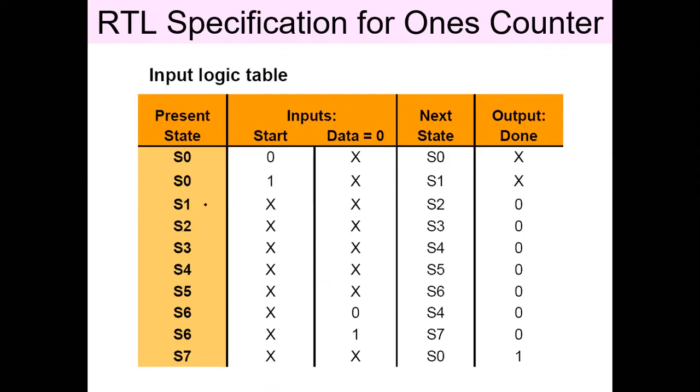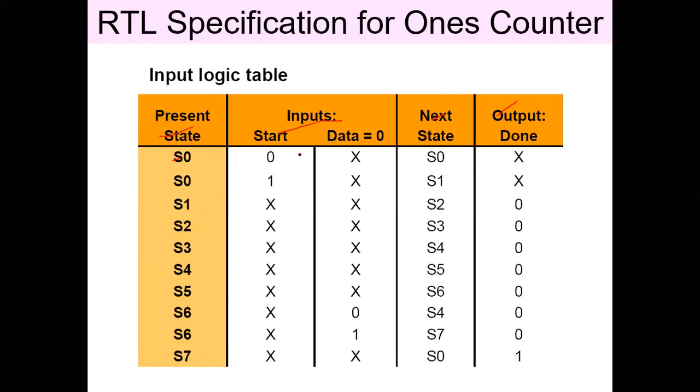Here we have one section as present state, the next section as inputs, then next state and output. These are the sections here. So the initial state is S0, state 0.